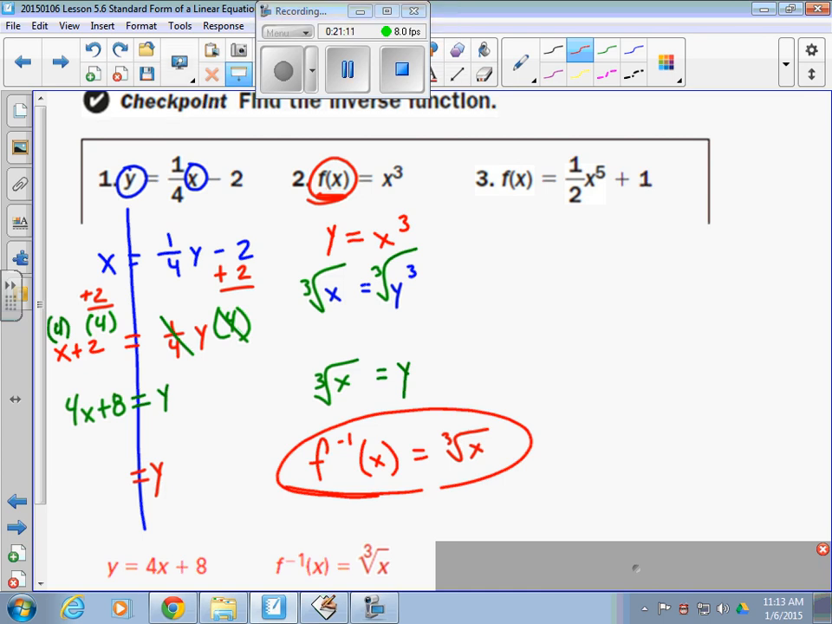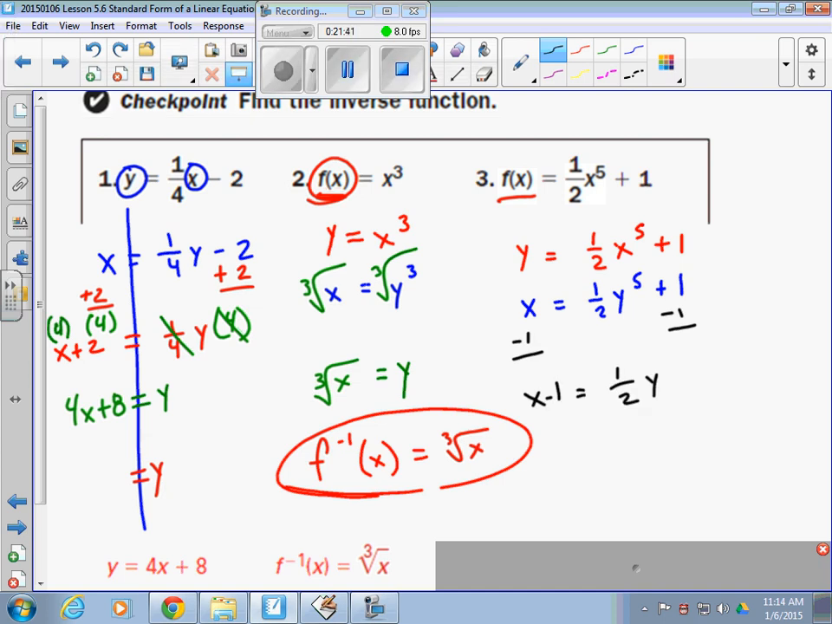Do the same thing with number 3. Change f of x to y equals 1/2 x to the 5th power plus 1. Swap positions. This will be the thing you'll forget to do. You'll do this and then you'll try to get x by itself. Swap their positions. X equals 1/2 y to the 5th plus 1. Get rid of plus 1 by subtracting it on both sides. X minus 1 equals 1/2 y to the 5th.